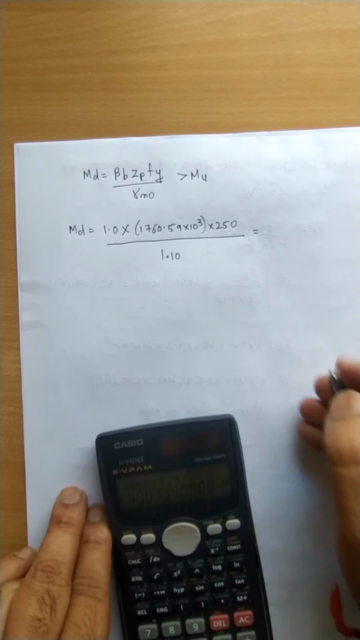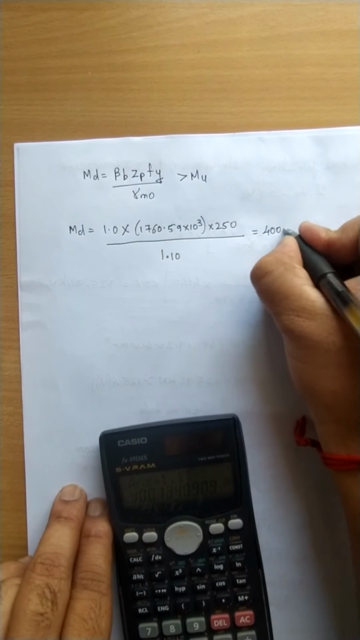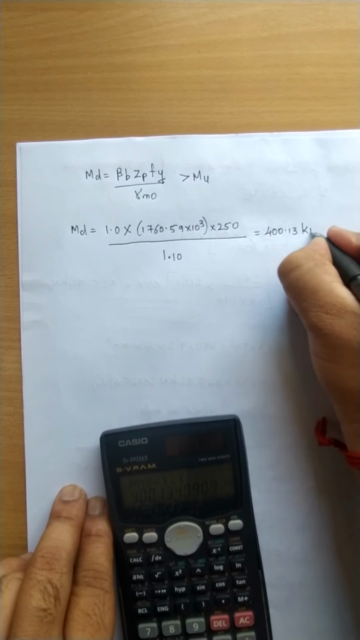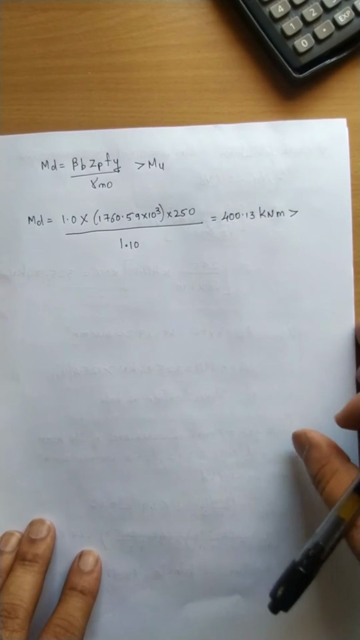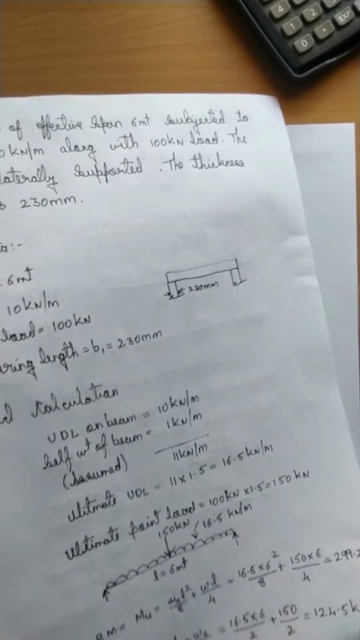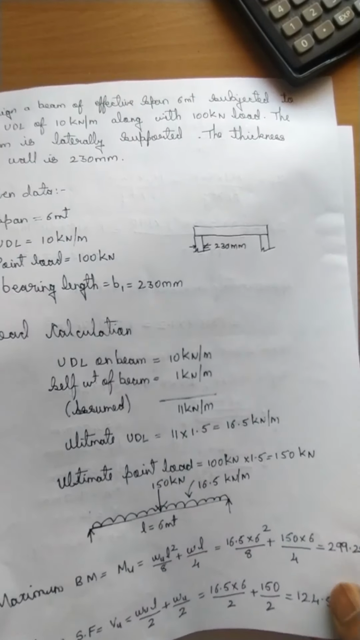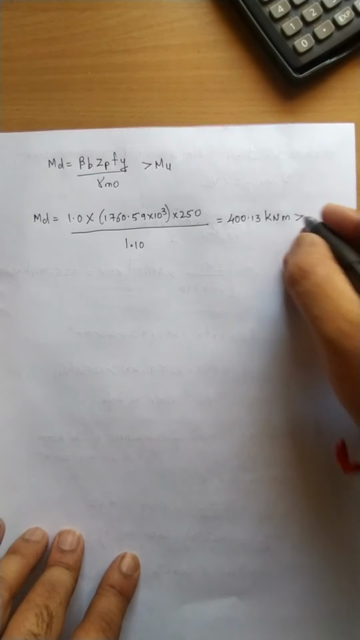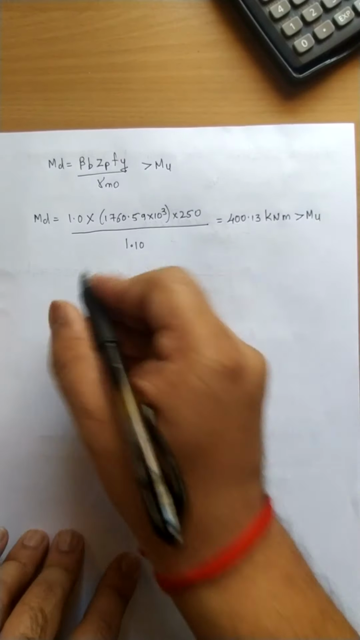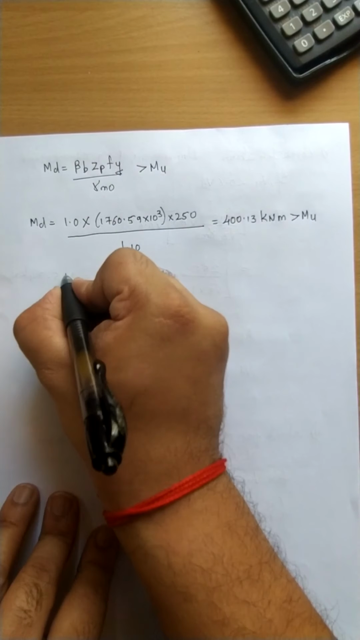So this is working out to be 400.13 kilonewton meter, which should be greater than the value of Mu. So let us check. Mu calculated is 299.25. Hence this is greater than Mu. Hence the section is safe.